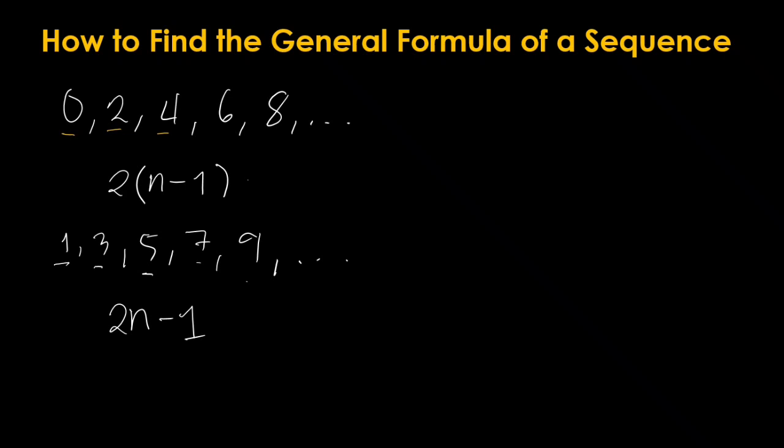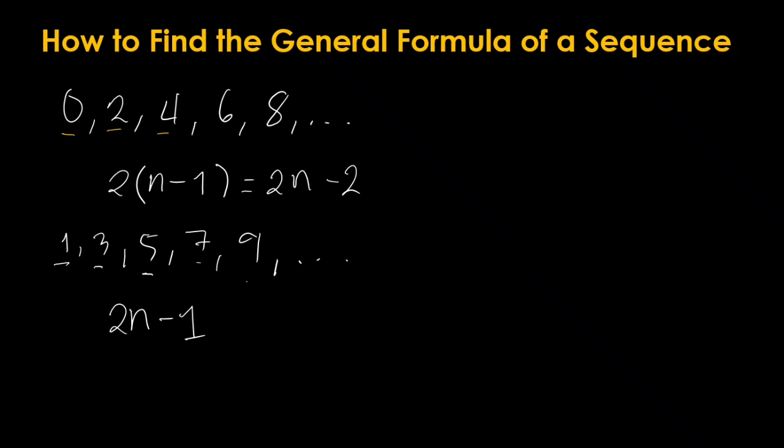Anyway, we can also simplify the earlier formula. If you want to simplify it, it's going to be 2n minus 2. It's the same. Let's go to the terms that is an arithmetic sequence. Arithmetic sequences are sequences which have a common difference.